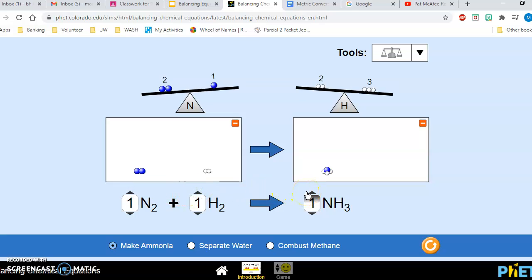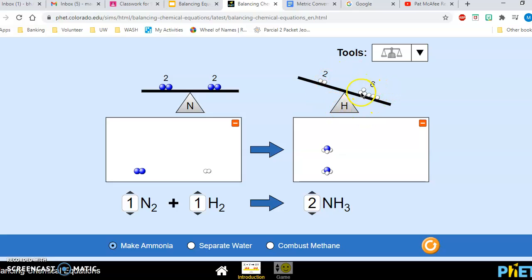For nitrogen, we have 2 nitrogen on the left side and only 1 on the right side. And that's what is shown here. We can see 1 blue circle and 2 blue circles over here. So, to balance out our nitrogen first, we would need to add 1 more. Now we have 2 nitrogen, but our hydrogen's way off.